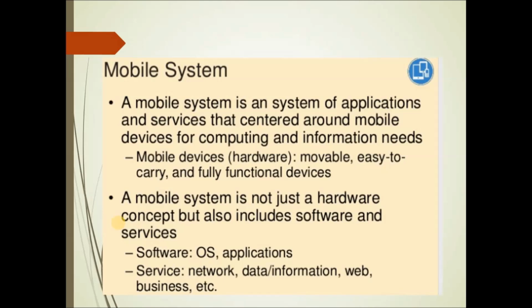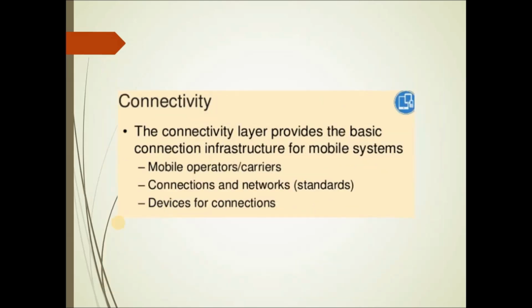Software is there in mobiles: the OS and applications. So in mobiles there should also be an operating system, right? Android is there, Apple is there, like that. Services include network, data, information, web, business, etc. Connectivity: a connectivity layer provides the basic connection infrastructure for a mobile system.